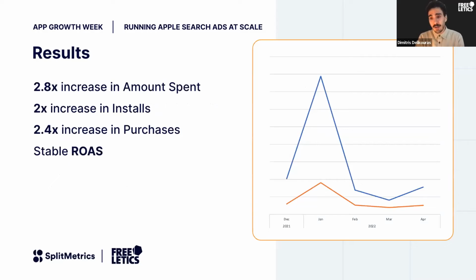And yeah, finally, what did we achieve with our efforts, right? You can see there on the graph our amount spent and the amount of installs. So we had 2.8 times increase in amount spent, 2 times more installs, a bit more expensive than usual, but at the same time, 2.4 times increase in purchases with a stable ROAS.